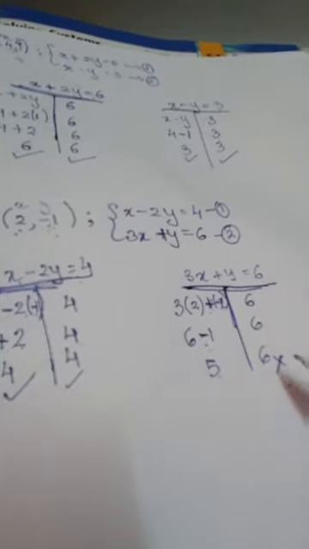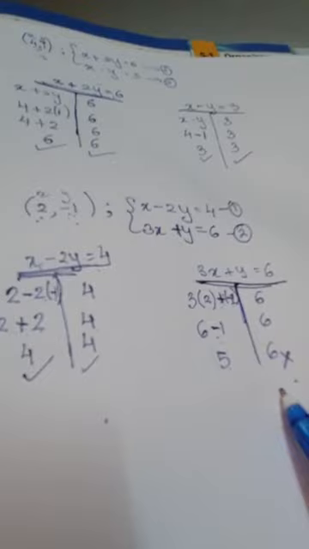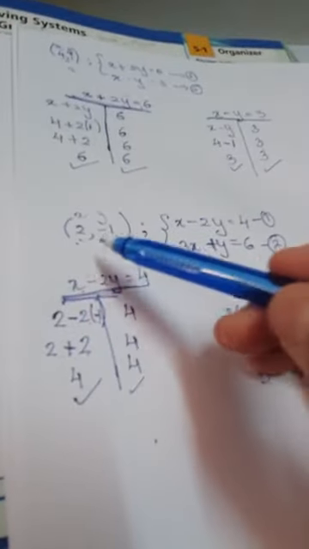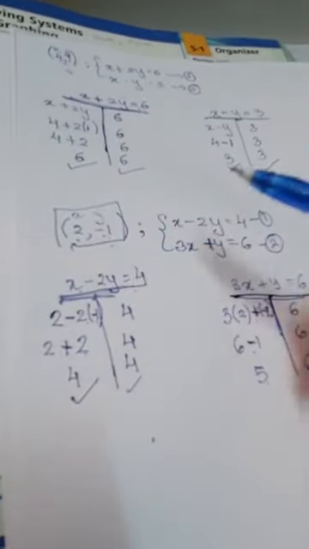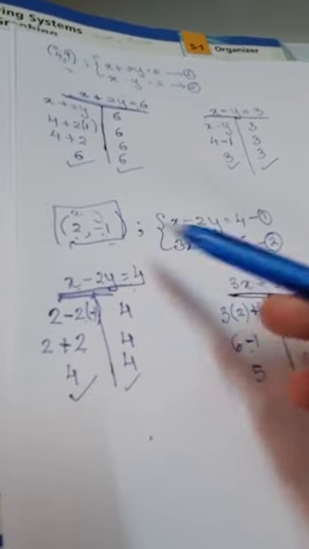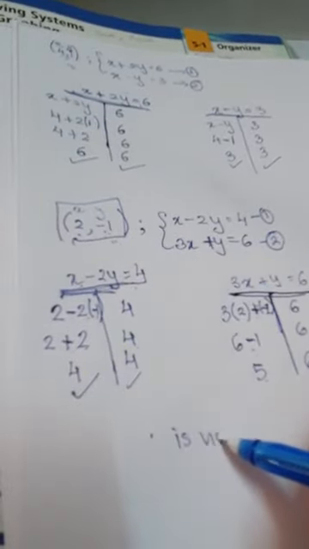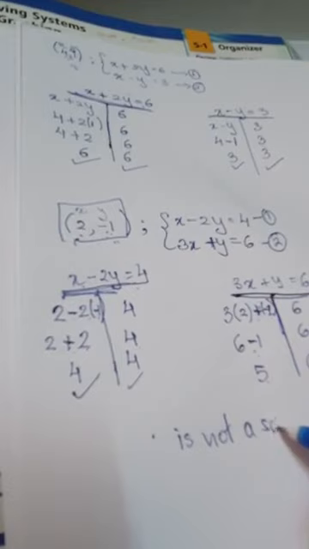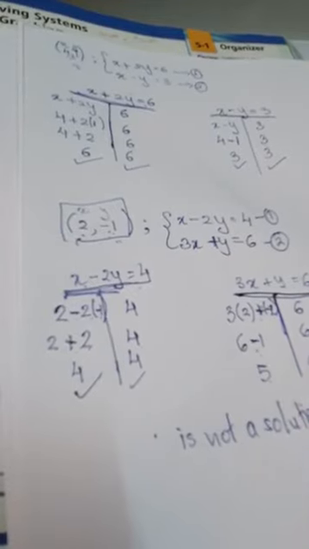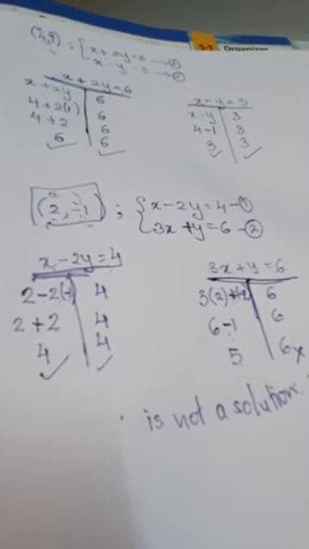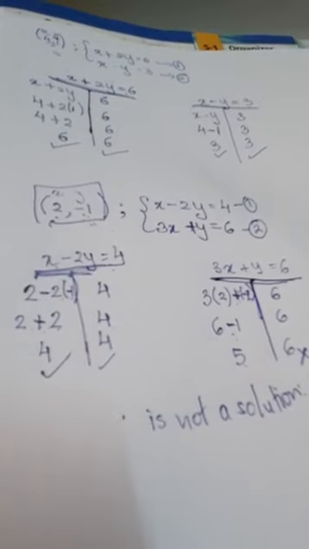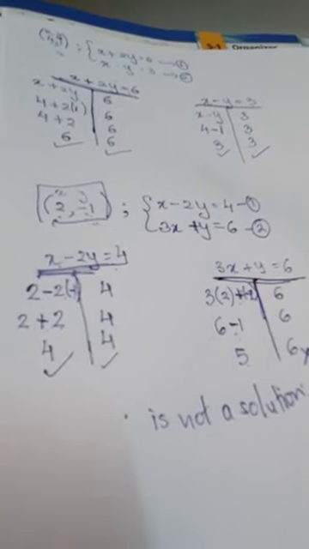In one of the tables it was right and in the other table it was wrong, which means this coordinate, this ordered pair which they gave us, is not a solution for the system. Okay, this is how you need to write, is not a solution. So I think this is clear for you girls, and so we can simply start doing the related questions.